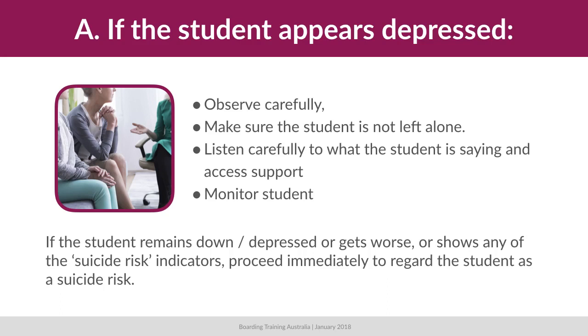So we want to look at two scenarios here. The first is if the student appears depressed, and the second is if the student is a possible suicide risk. In this first one, they're not actually what we would consider a suicide risk. They're just down or depressed or not themselves. So we observe carefully, we make sure the student's not left alone, we listen carefully to what the student's saying and access support. We monitor the student. And if the student remains down or depressed or gets worse or shows any sign of suicide risk indicators, then we proceed immediately to regard them as a suicide risk.